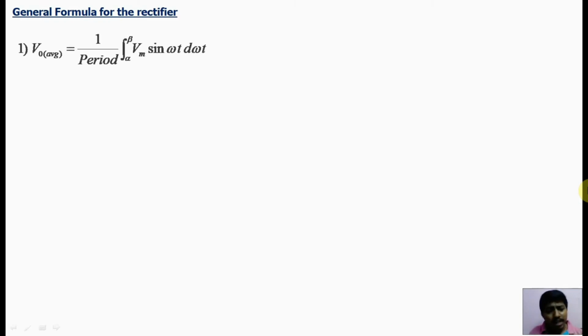The first formula is the calculation of average voltage, which is equal to 1 by period integration from alpha to beta of Vm sin omega t d omega t. This is the basic formula. The limit is alpha to beta, and the value of the period, alpha and beta depends on the type of rectifier. If you simplify this expression, we get Vm by period into cos alpha minus cos beta. Just remember this formula: V0 average is equal to Vm by period into cos alpha minus cos beta, where alpha and beta are the limits. This is the general formula for all types of single phase rectifiers.